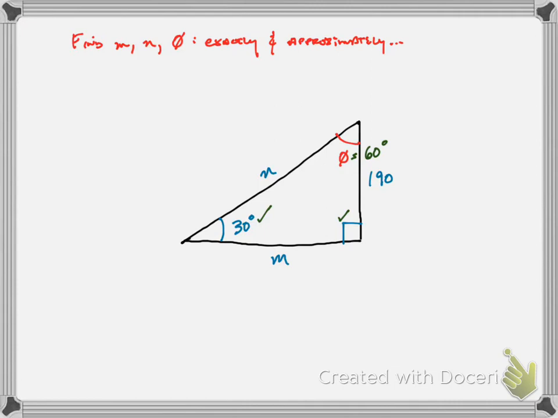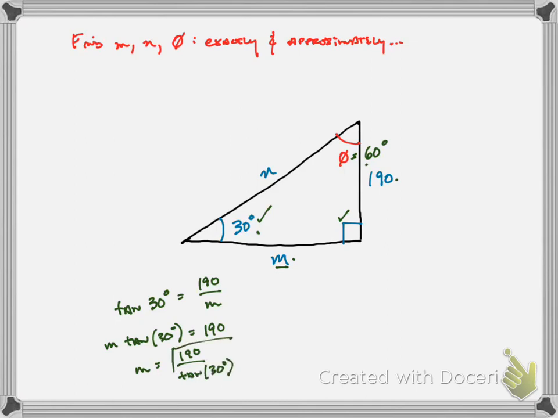Now, if I want to find m next, again, we know both of these angles. You can use either to start, but I might say that the tangent of 30 degrees is equal to 190 over m. So the tangent of 30 is equal to opposite over adjacent. I'll move m up through multiplication, and so m times the tangent of 30 is equal to 190, and m then is equal to 190 divided by the tangent of 30.